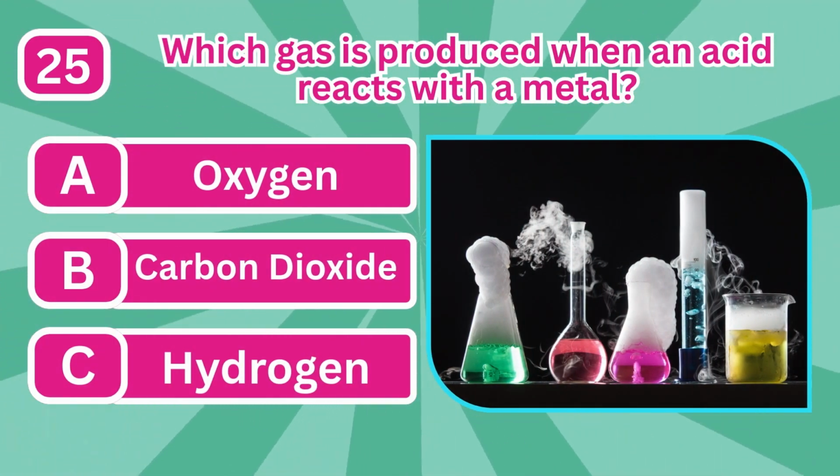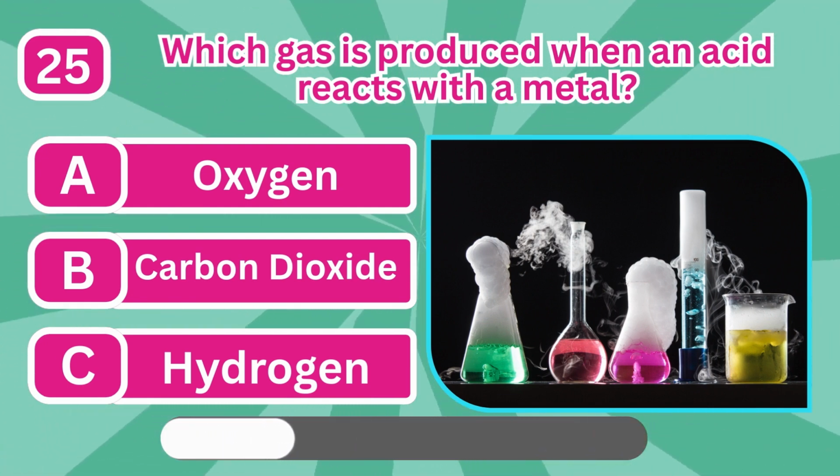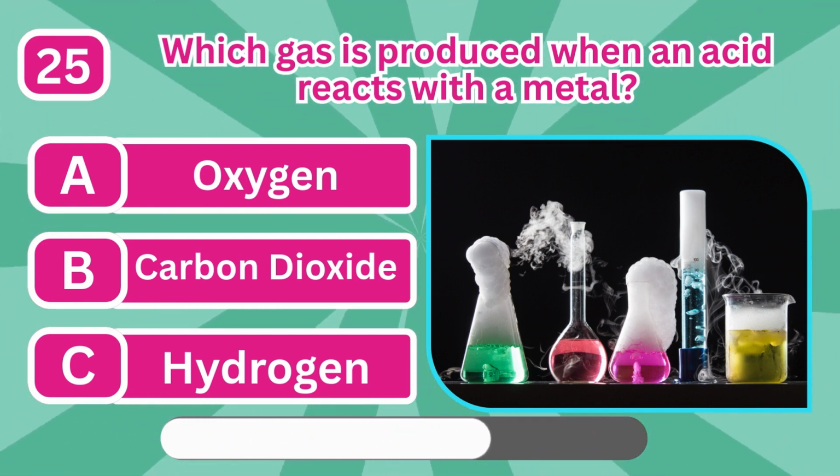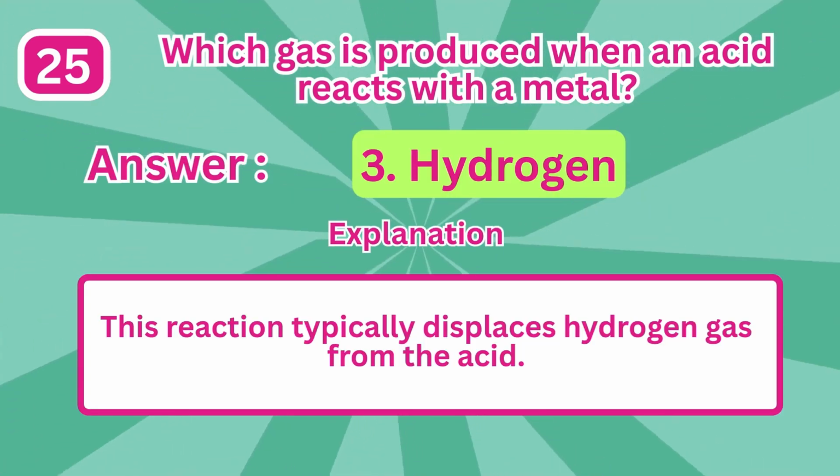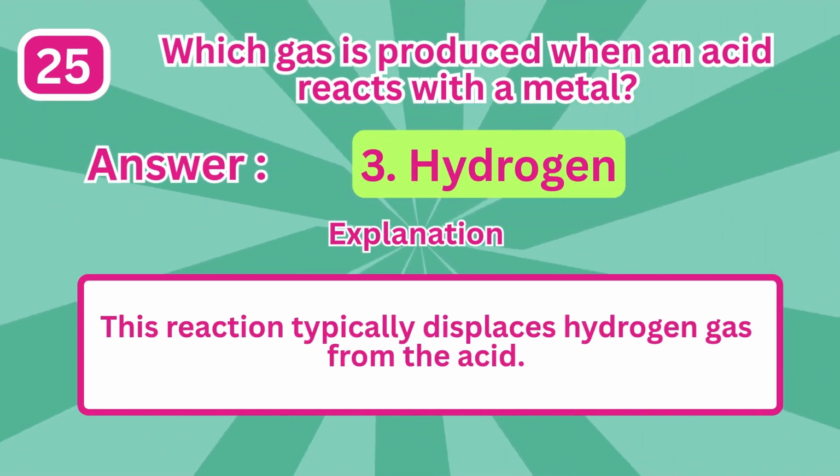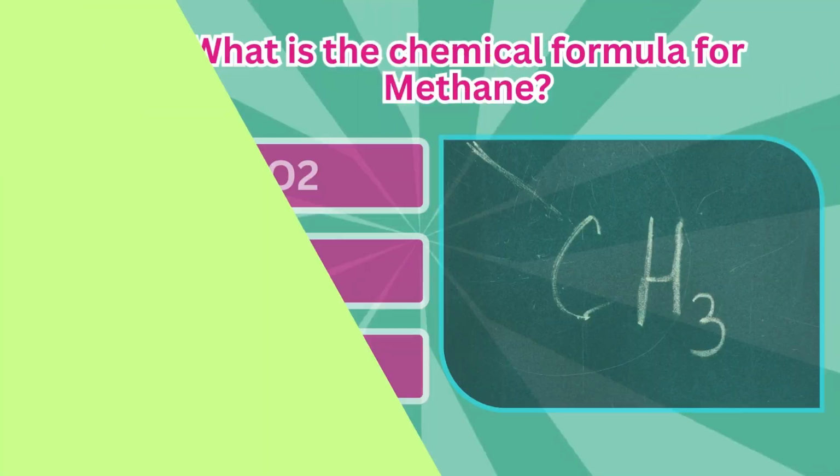Which gas is produced when an acid reacts with a metal? Three. Hydrogen. This reaction typically displaces hydrogen gas from the acid.